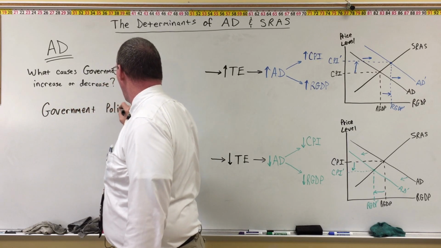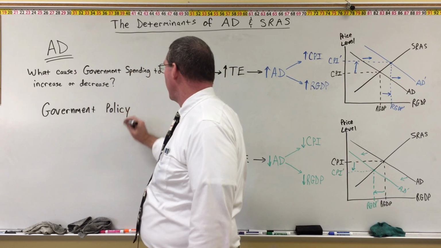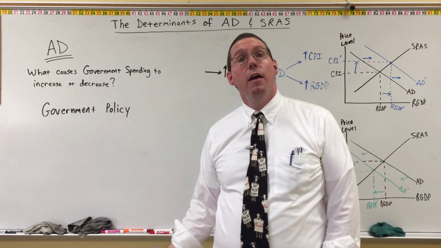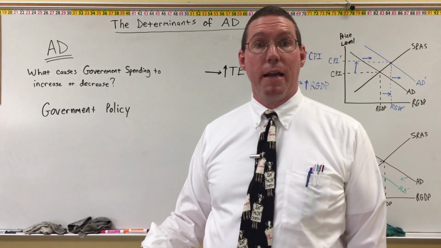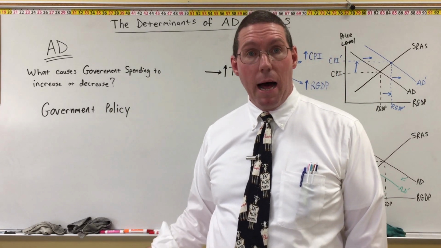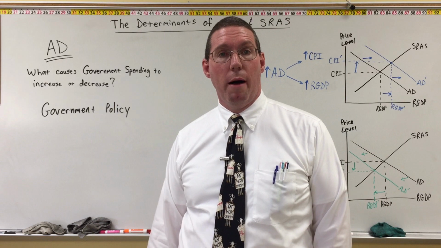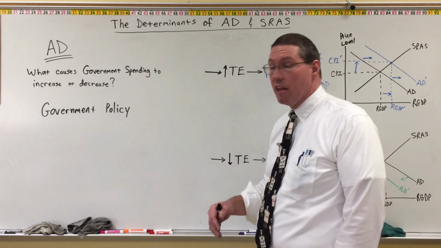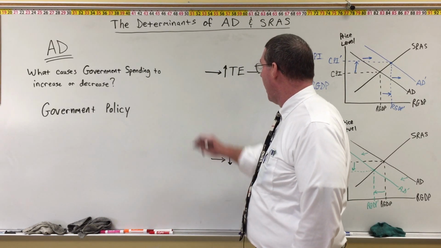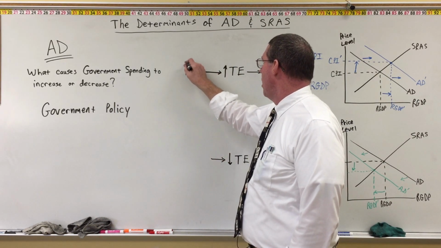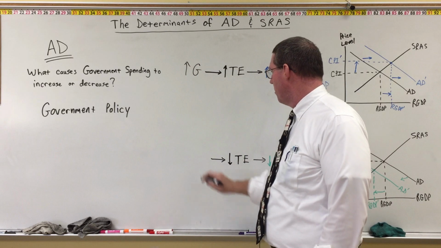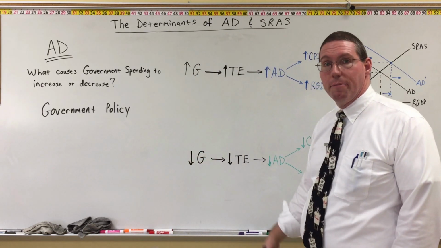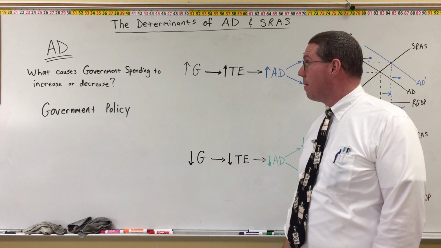And all I can tell you is that government spending is simply decided by Congress, at least in the United States. When the government decides to spend more money based on policy, government spending will go up. When the government decides to spend less money based on government policy, government spending will go down. When government spending goes up, total expenditure goes up. When government spending goes down, total expenditure goes down. And that's all I have to say about government spending.